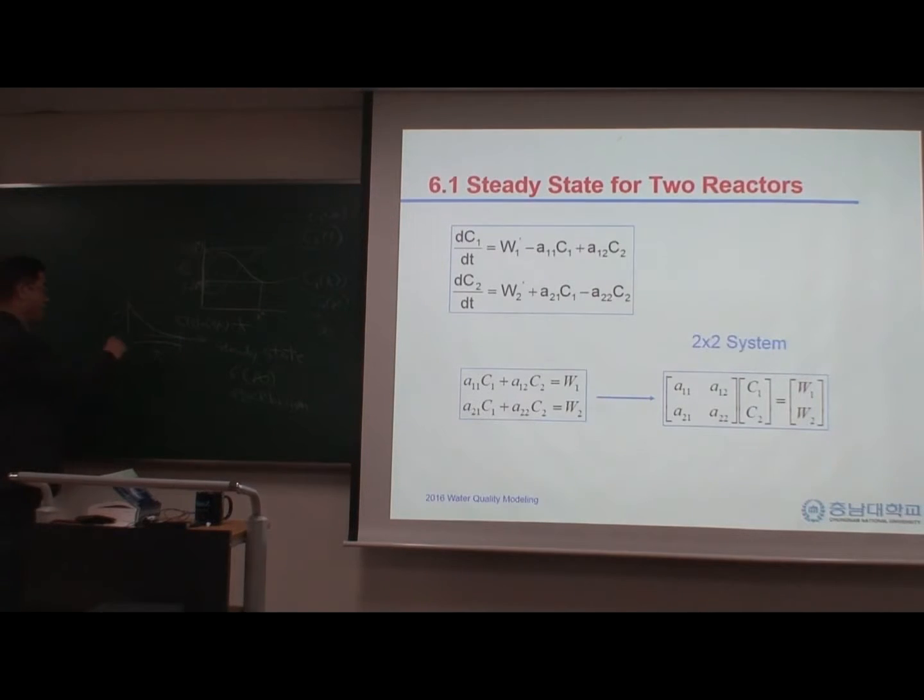Or sometimes we can have this kind of thing, and then from here to there, the concentration is constant. So constant means that we differentiate here.